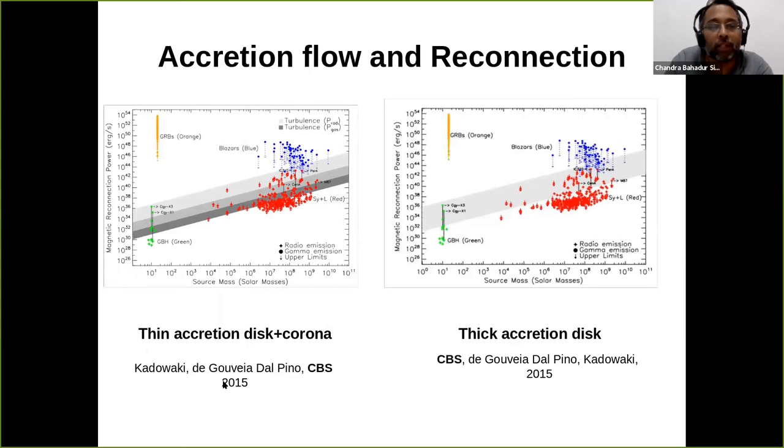It was shown that considering different kinds of accretion disk plus corona setups, or even a simple thick disk regime, we could get comparable power, which was sufficient to explain the radio emission as well as gamma ray emission from different kinds of stellar mass black holes as well as supermassive black holes, which were basically non-blazar type. This is because we were considering the base of the jet, which is supposed to be seen during observation in this kind of system. So it is possible to explain the high energy emissions from these systems with this reconnection power.